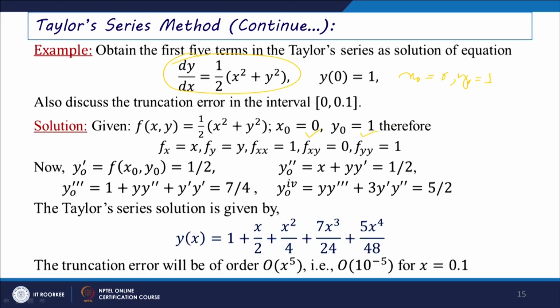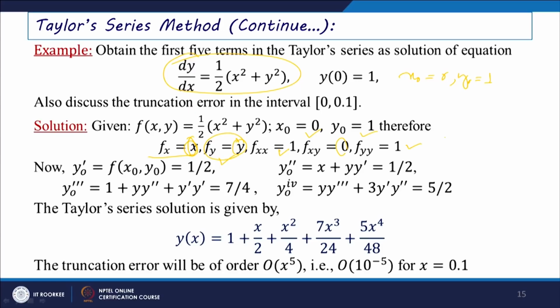For the first order differentiation, fx is del f by del x of f of x, y, that is half into 2x, so x comes here. Then del f by del y is half into 2y, so y comes here. Then fxx, with one more differentiation with respect to x, we get 1. Then fxy, differentiating with respect to y, we get 0. One more differentiation with respect to y gives fyy as 1.